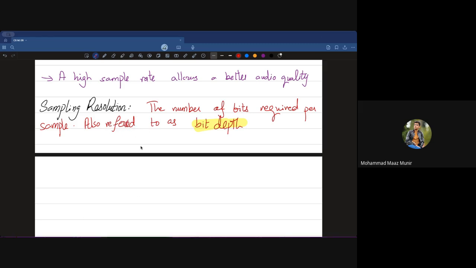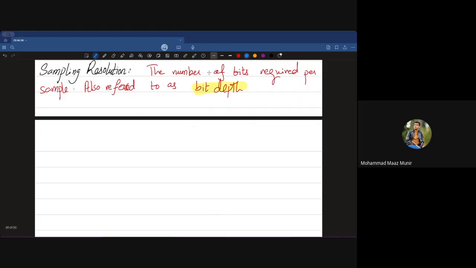Now when we talk about sampling resolution, the concept here is that let's say I can have a 500 rupees mic.